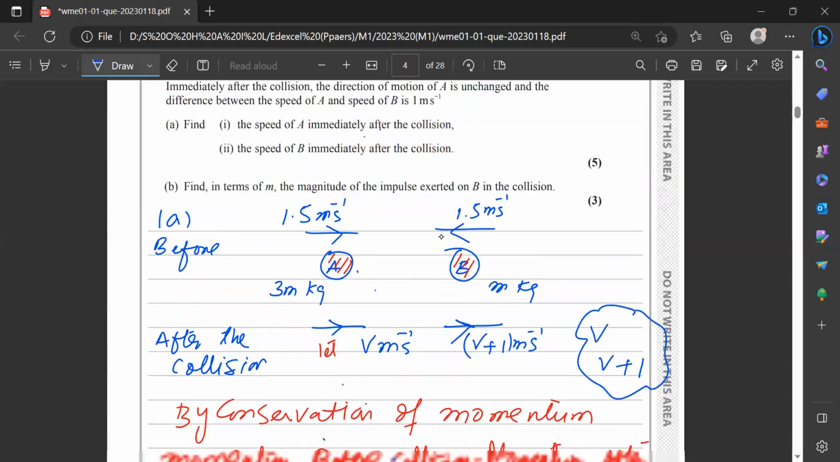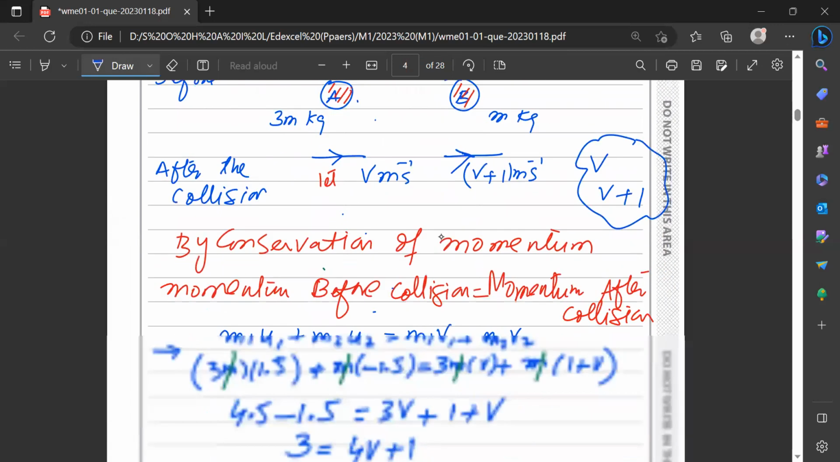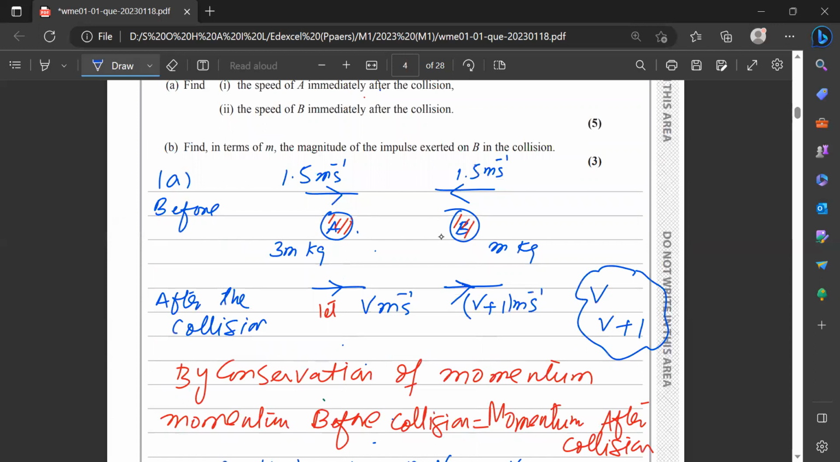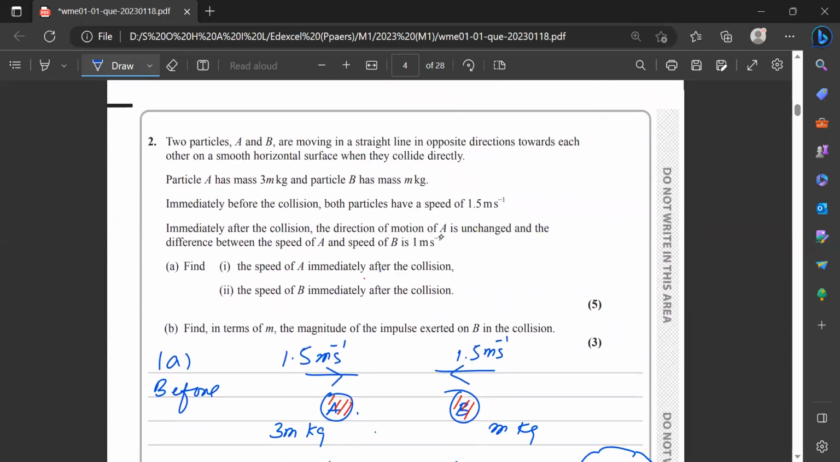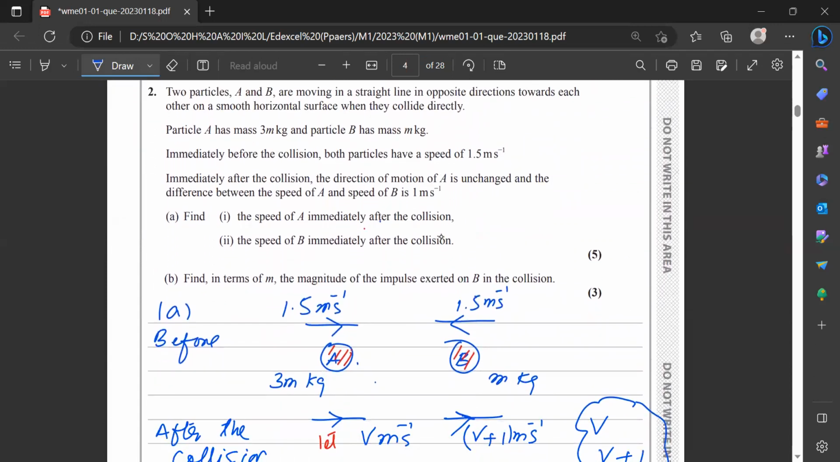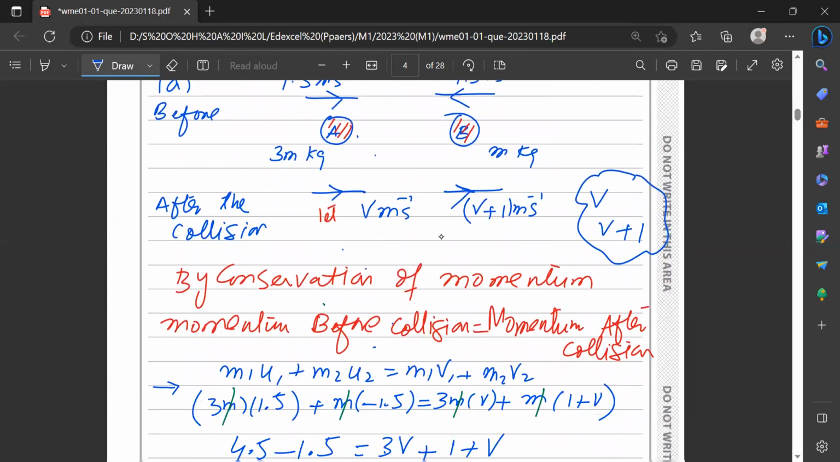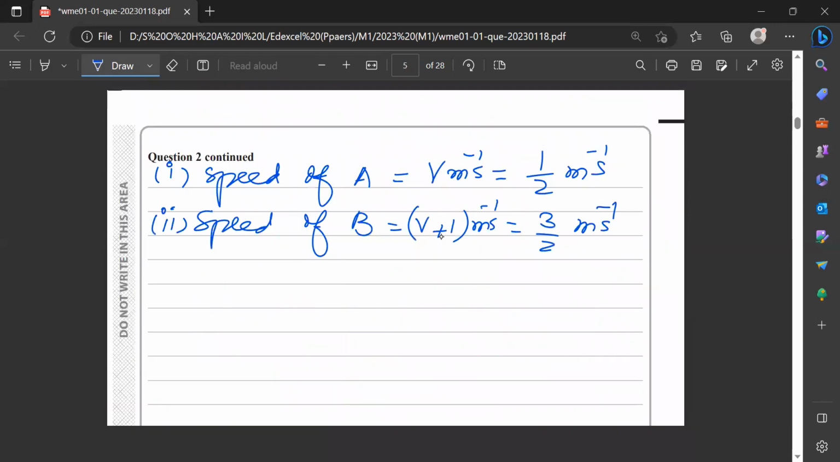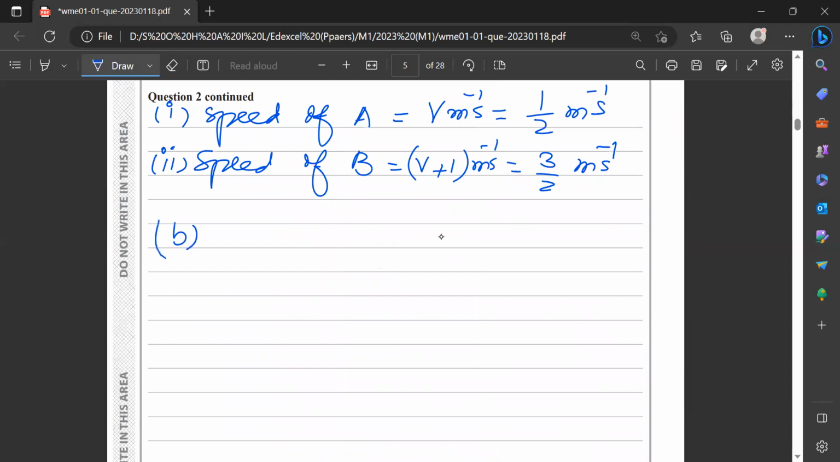So here, let the speed of A be v and B be v plus 1, these are the speeds. So the second part is find in terms of m the magnitude of the impulse exerted on B in the collision.